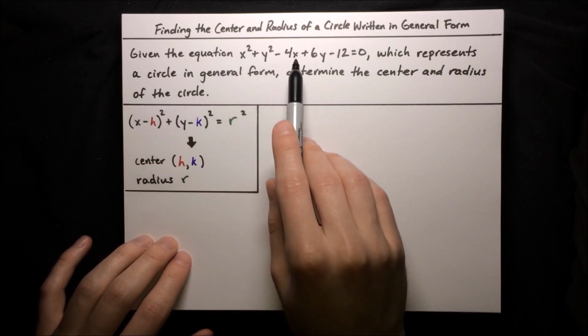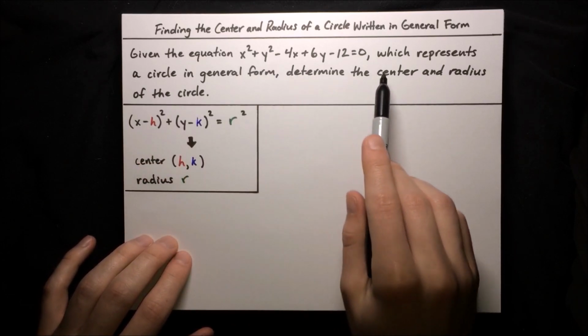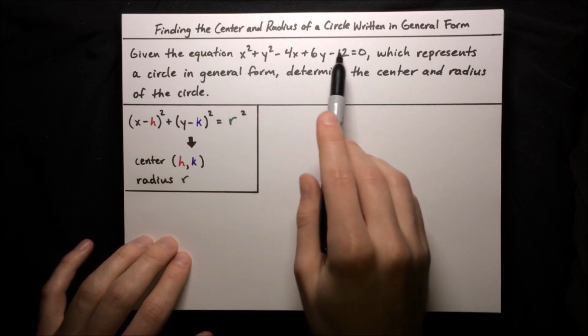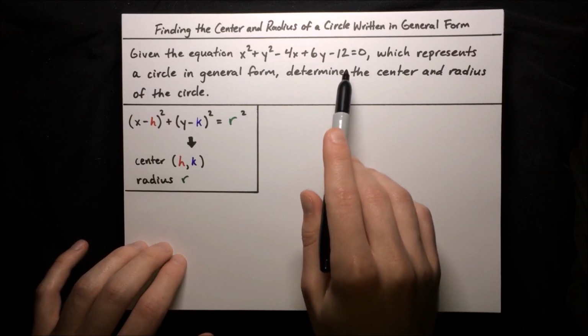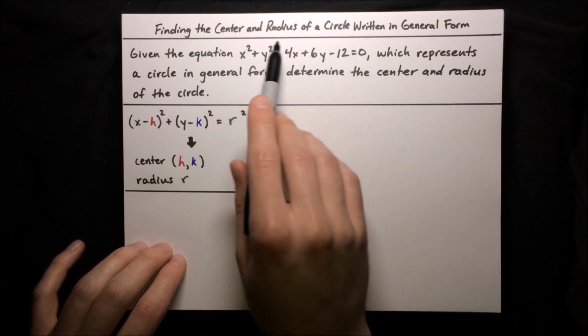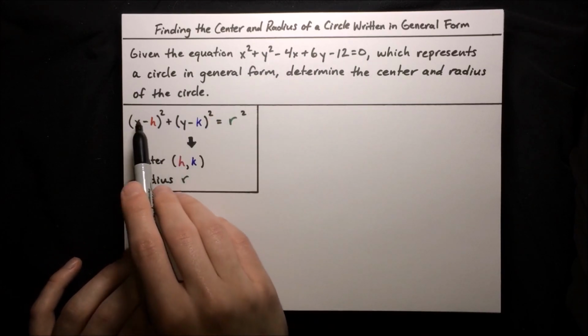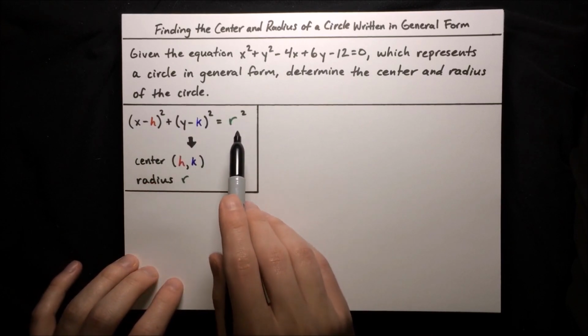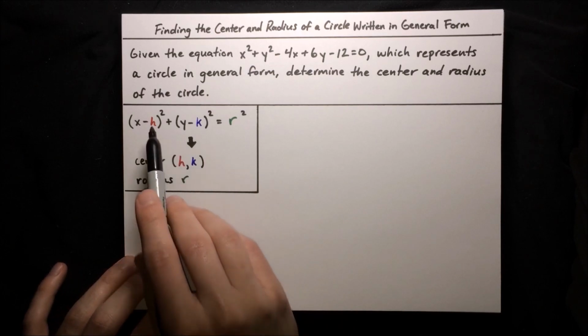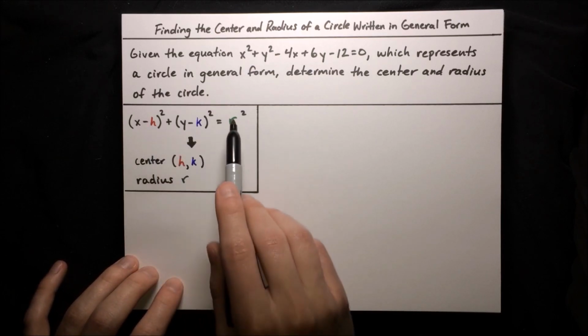So that's the issue with general form. We don't know how to determine the center and the radius just by looking at the equation. We really have to rearrange it a bit. So what we really want to do is rearrange this general form equation to take the standard form, x minus h squared plus y minus k squared equals r squared. Because that way we can tell that the center is just h, k and the radius is r.